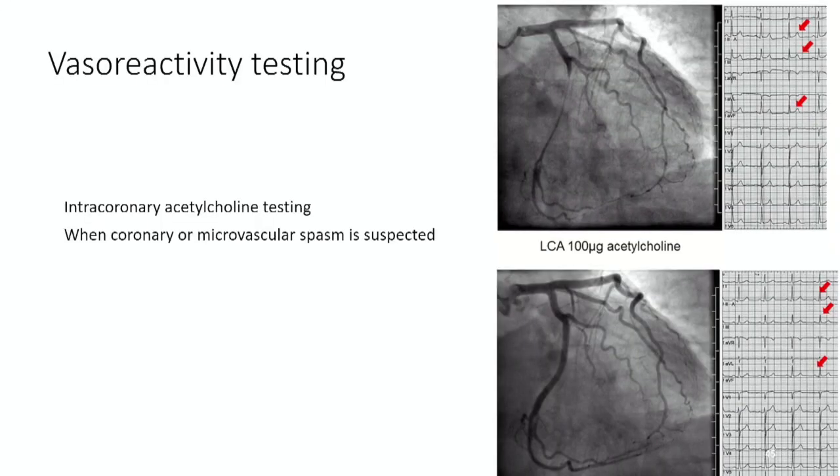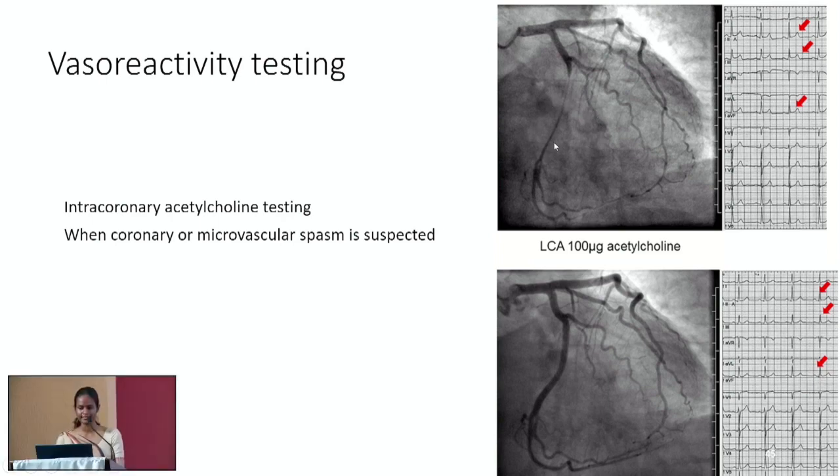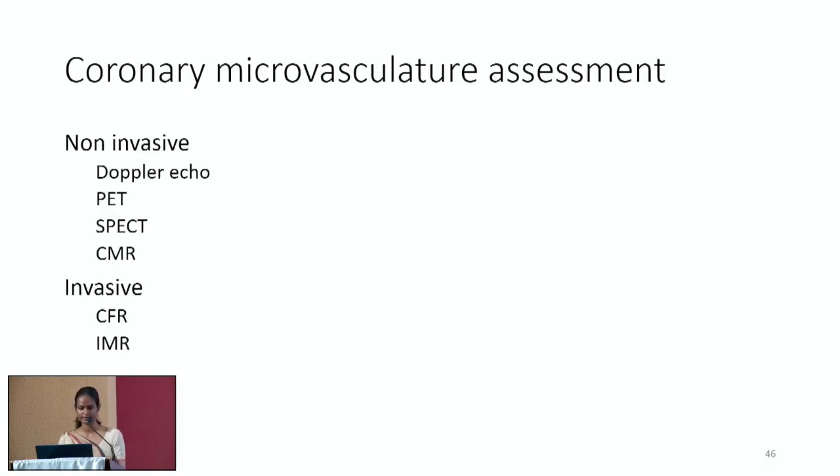And then we can look for the vasospasms. We can inject intracoronary acetylcholine and see if there is large coronary artery spasm, where the angiogram looks like this, with ECG changes and symptoms. If the angiogram is normal with the intracoronary acetylcholine and the patient still gets symptoms and ECG changes, then we can suspect microvascular spasms. So that is how we evaluate vasospasms.